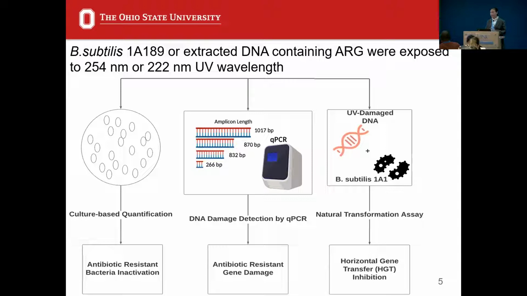And as I introduced, gene transfer is a big concern, so we also quantified the disinfection through the inhibition of horizontal gene transfer. We combine the resistant genes with a recipient, the 1A1. The 1A1 recipient is a non-resistant bacteria, and we grow them on a selective growth medium that contains antibiotics. If there's only 1A1 there, it cannot grow because the antibiotics will kill it. However, if the resistant genes have been successfully transferred to the 1A1, then you will observe the bacteria growing on the plates.